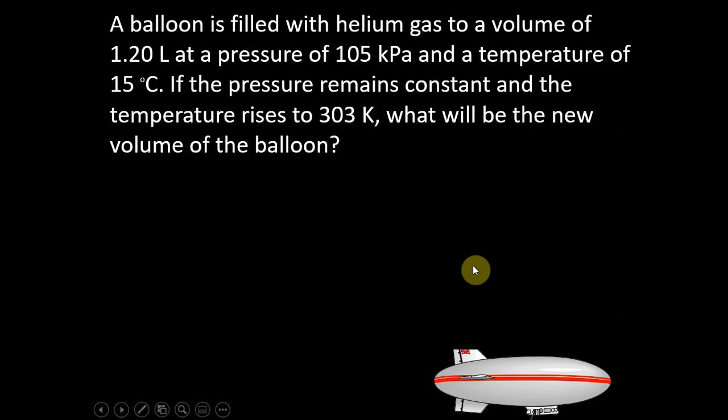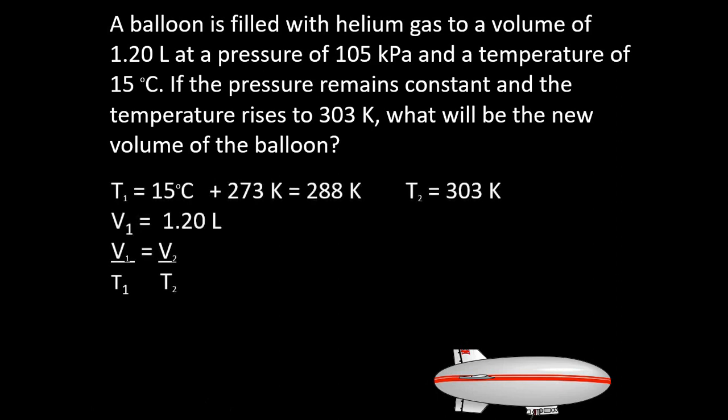All right, so here's an example. A balloon is filled with helium gas to a volume of 1.2 liters and a pressure of 105 kilopascals, temperature of 15 degrees Celsius. The pressure remains constant. The temperature rises to 303 Kelvin, what will be the new volume of the balloon?